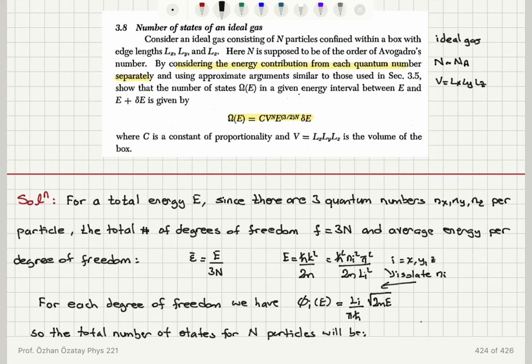For each degree of freedom, I have a number of accessible states for energies less than E. And actually, for a degree of freedom, we should probably make this epsilon rather than E, because E we have used for total energy. So for each one, we have epsilon equals h bar squared k_i squared over 2m. So that's basically giving us the number of accessible states for energies less than epsilon as Li over pi h bar times the square root of 2m epsilon.